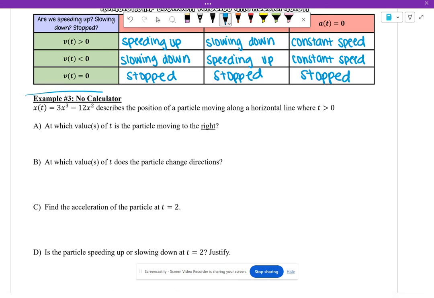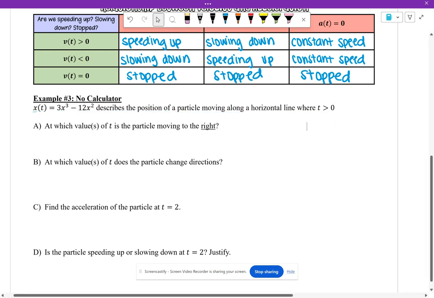Let's do a quick example that involves no calculator. So here we have a function that describes the position of a particle moving along a horizontal line, where time is positive. So that's what that's telling me. At which values of t is the particle moving to the right?